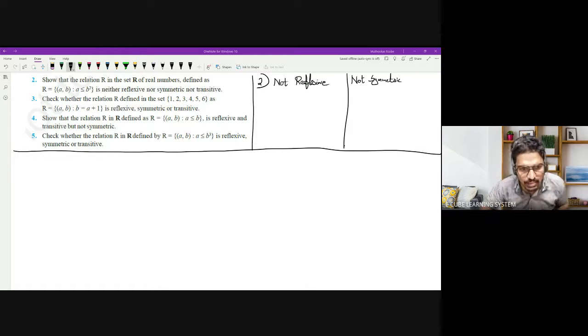Simple. The example to show that it is not symmetric is very simple. Okay, let me tell it. It is not symmetric. Example to show that it is not symmetric. Maria, have you got the example?